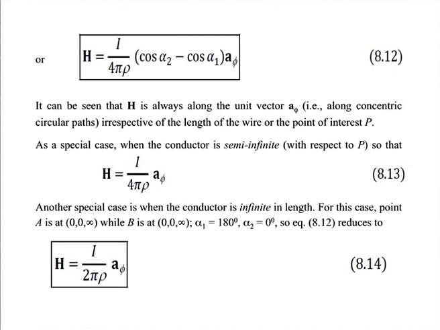Here H is always along the unit vector a_phi, which are concentric circles, and they are irrespective of the length of the wire or the point P.